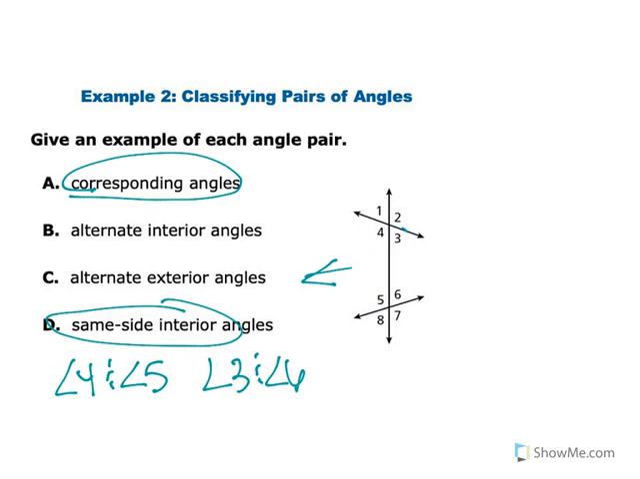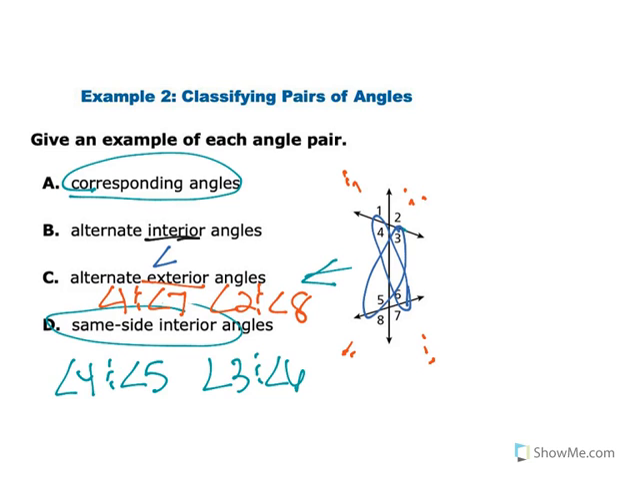Alternate interior, alternate exterior. So opposite sides of the transversal outside the lines. So, angle 1 and angle 7, or angle 2 and angle 8. That's an 8, sorry. Alternate interior would be inside the lines, right? But alternate. So inside and alternate. So angle 3 and angle 5, or angle 4 and angle 6.